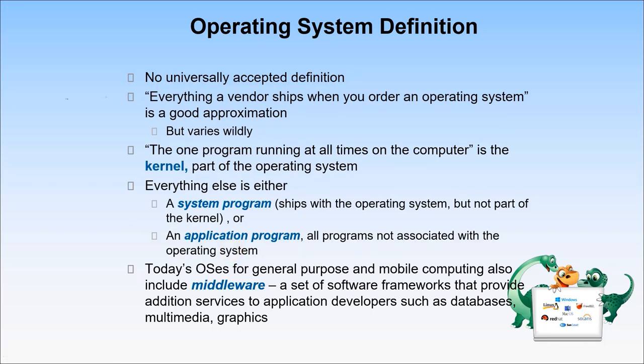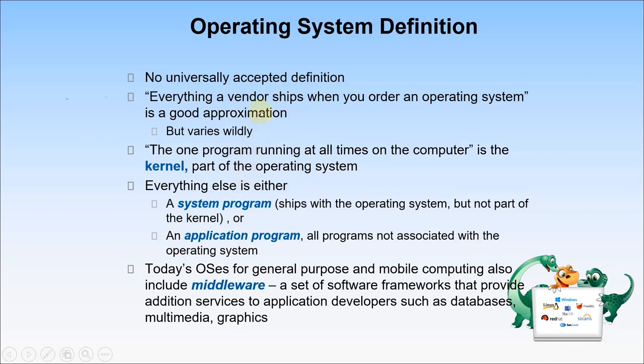Now let us define an operating system from the perspective of IT people. There is no universally accepted definition of an operating system. Everything a vendor ships when you order an operating system is a good approximation, but it varies wildly. The one program running at all times on the computer is what you call the kernel. The kernel is part of the operating system. Everything else is either a system program or an application program. A system program ships with the operating system, but is not part of the kernel. Application programs are all programs not associated with the operating system.